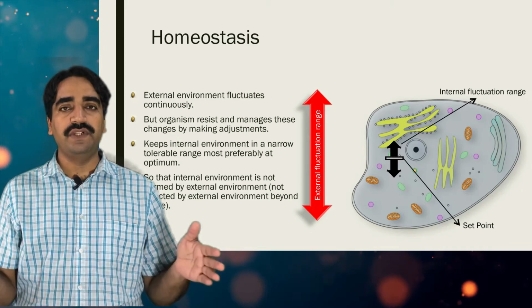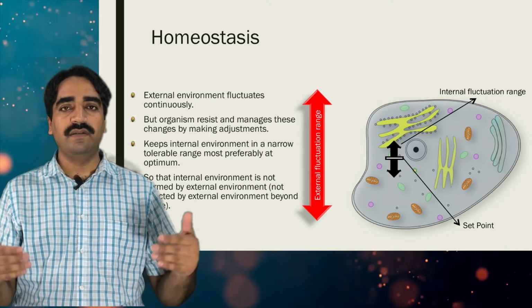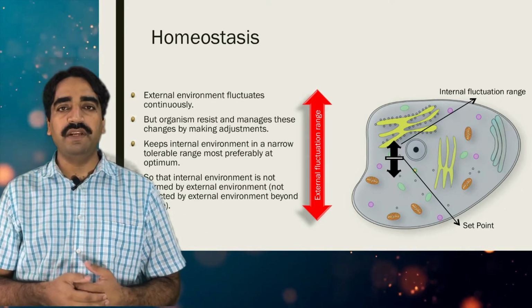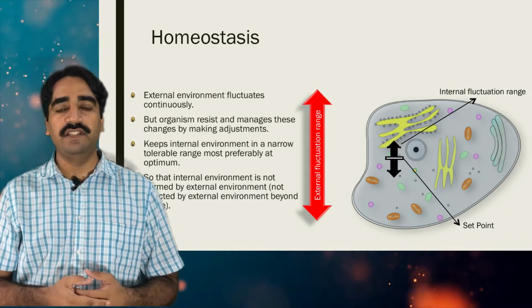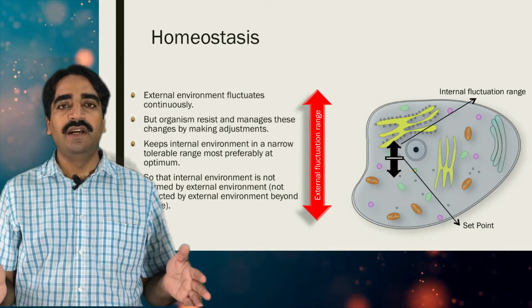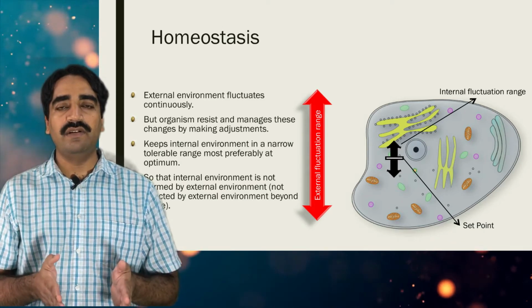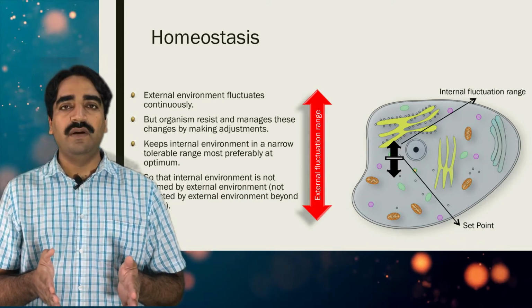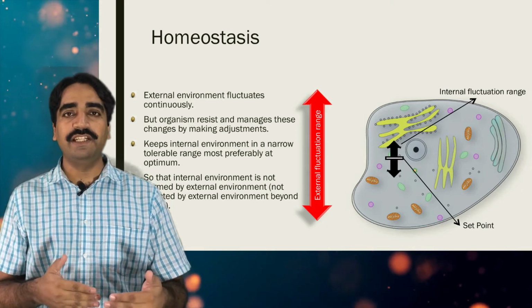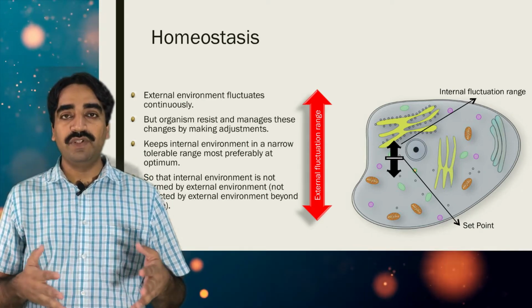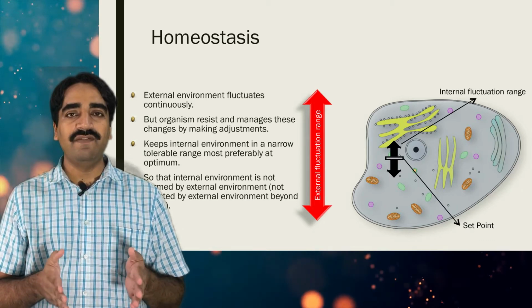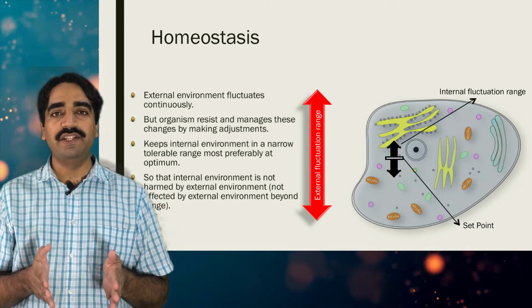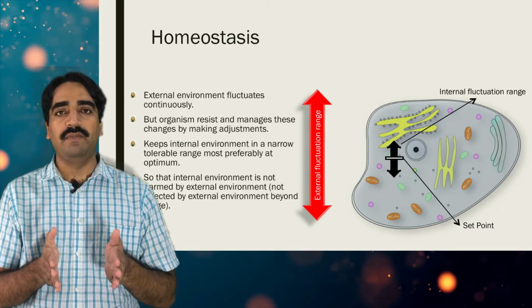A wide range fluctuation of temperature. For example, the fluctuation may range from -5 degrees to +50 degrees. This is a wide range fluctuation of temperature, and inside the cell, a cell can tolerate a temperature of about 36 to 38 degrees Celsius, and the most optimum condition is 37 degrees. So the internal environment or internal tolerable range is narrow. It is about 2 degrees.